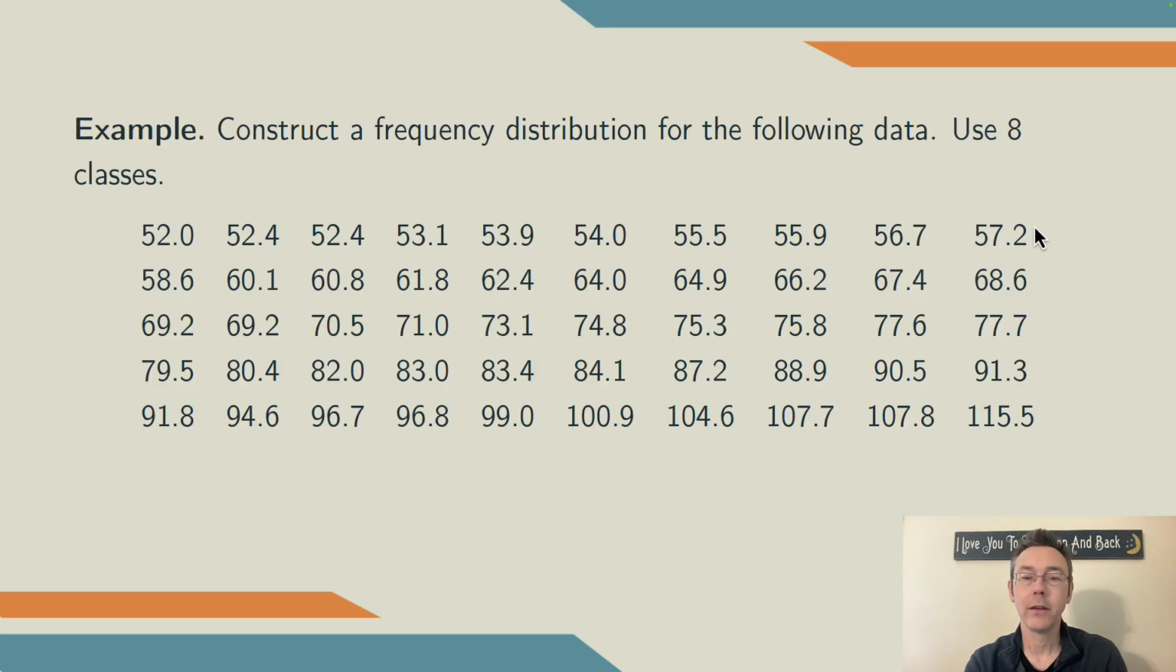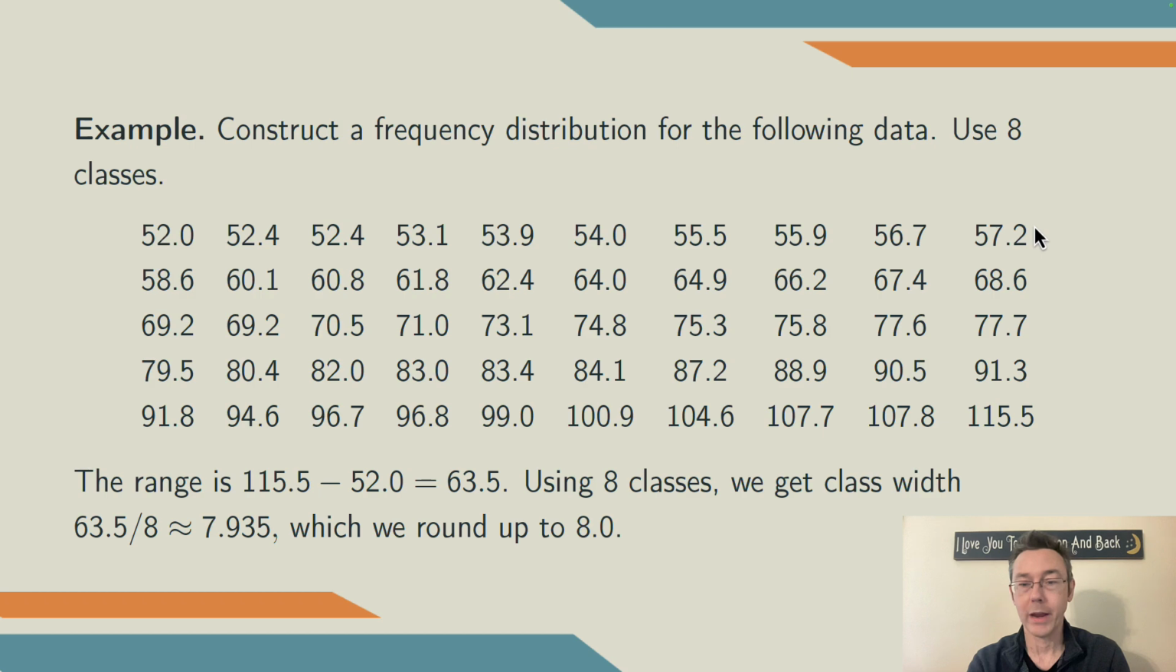So let's do that using this data. There's 50 observations here, and I want to make a frequency distribution with 8 classes. So the first thing I do is to get the range. I take the maximum value here, 115.5, and subtract off the minimum value, 52.0, to get a range of 63.5. If I'm going to use 8 classes, I'm going to divide that range by 8 to get 7.935, and I need to round that up to 8. This ensures that when I make 8 classes, I actually capture every single one of the observations.